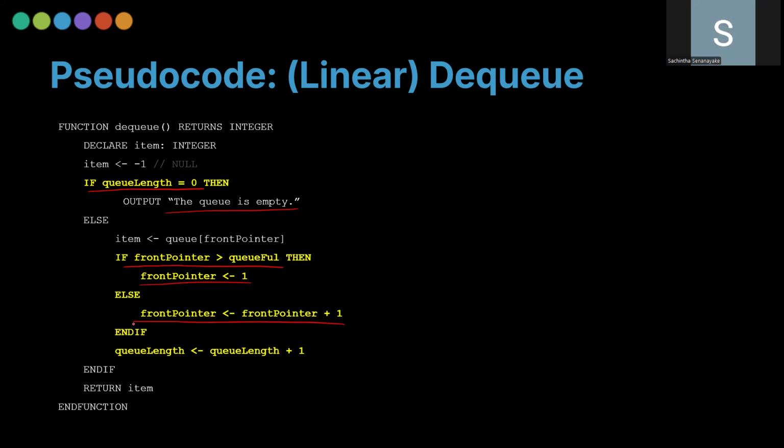Otherwise, we can set front pointer to front pointer plus 1 and set our queue length to queue length minus 1. As usual, we are supposed to set item to queue front pointer to save the item to return before we update our front pointer. And if nothing gets returned, then we can set our item to null as well. This, ladies and gentlemen, completes a lesson on queues covering both linear and circular queues.